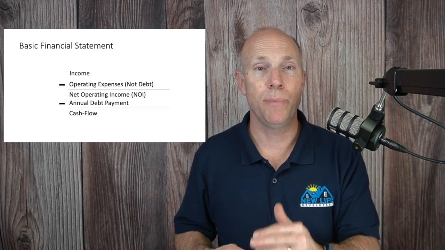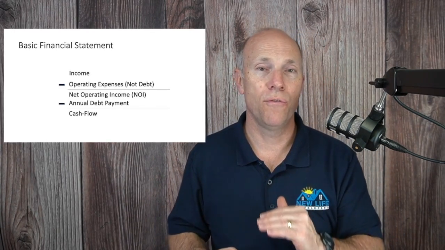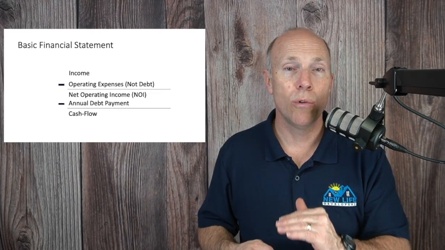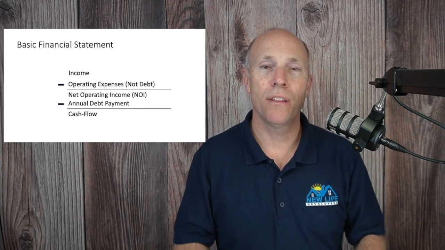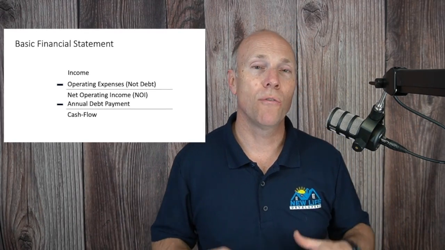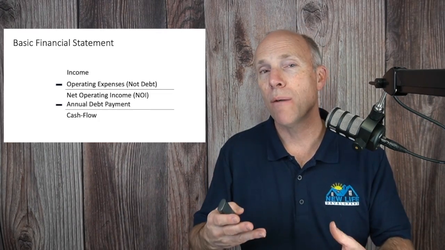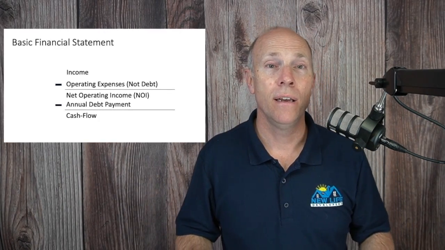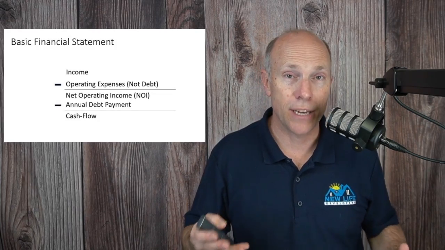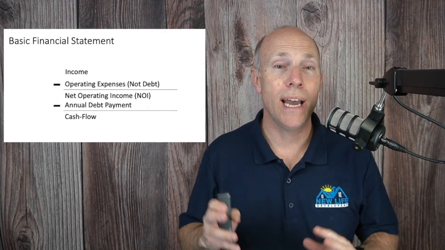If we take a look again at this basic financial statement, where we had income minus operating expenses equals the net operating income, and we then remove from that amount the annual debt payment, so much a month times 12 months, that gives us our cash flow. If we're going to get a loan on this property, then we're going to have some debt. So how much after I pay for the debt is going into my bank account? That's what we're trying to figure out. That's my annual cash flow.